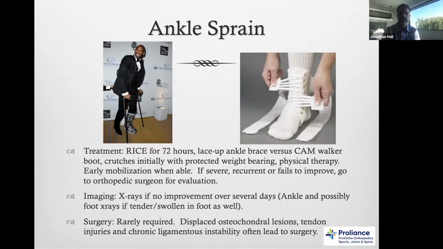Usually it's because there's an injury to the joint surface, there are injuries to the tendons that run along the ankle, or there are multiple ankle sprains that lead to instability.